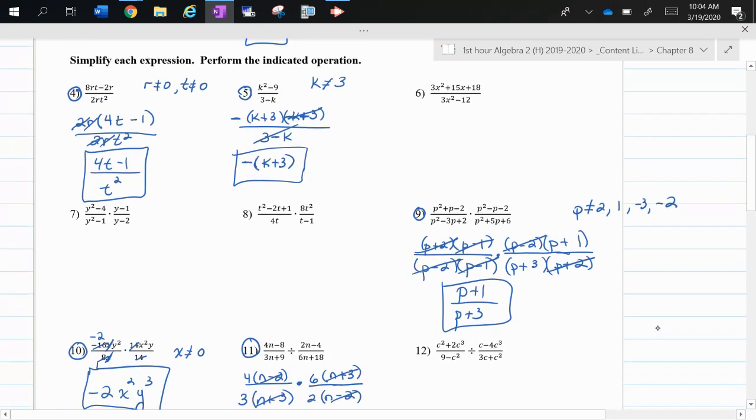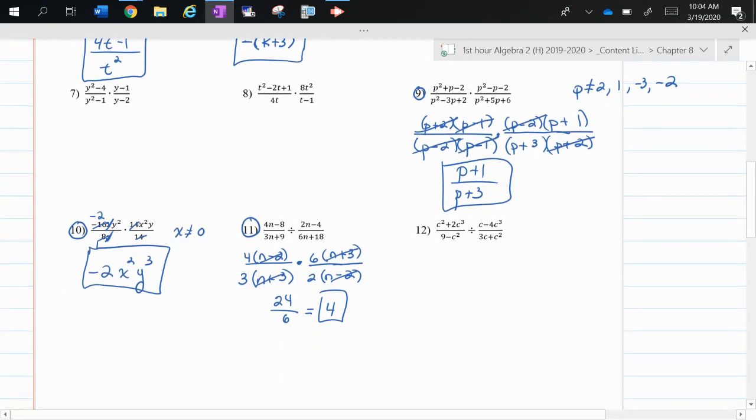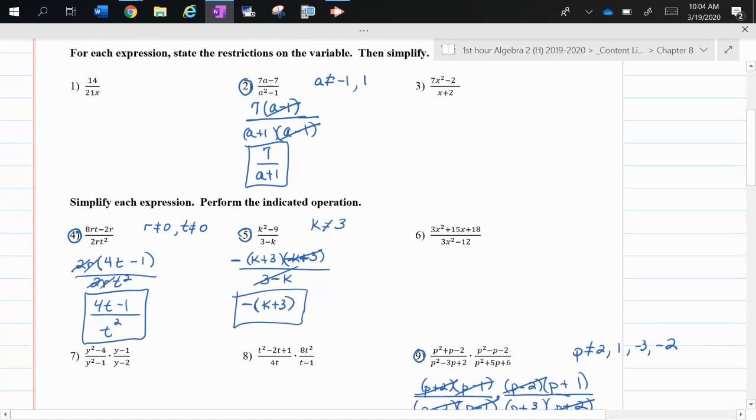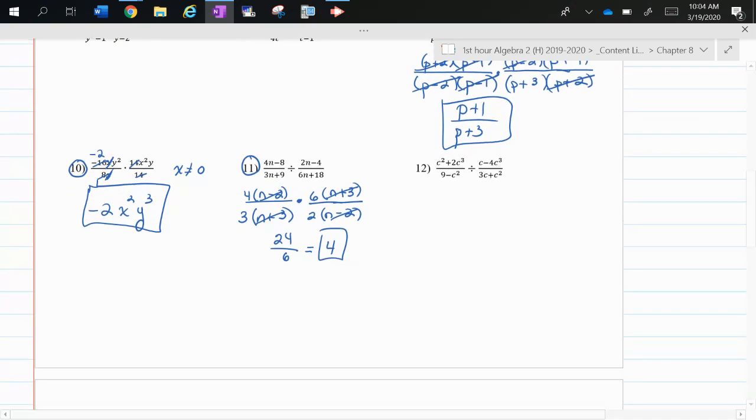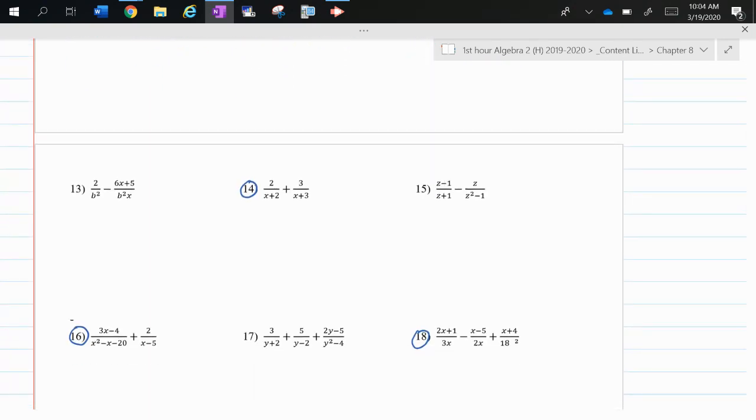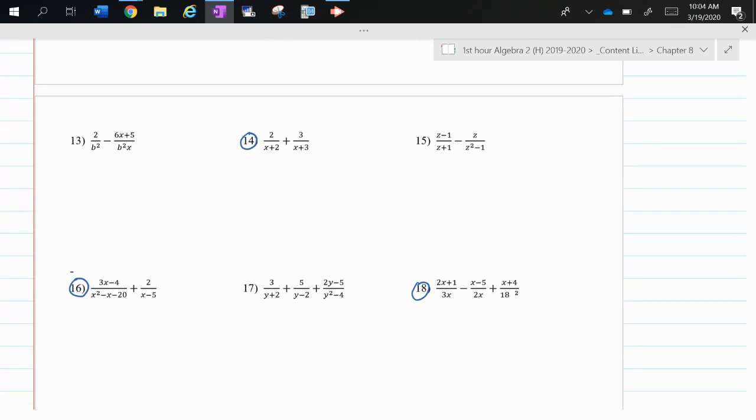We've done 1, 2, 3. We've done 6 of them together already. So let's go back and make sure we all have them done. If not, you're going to have to go back and finish them on your own because that's part of your lesson. So now we're going to go down to number 14.